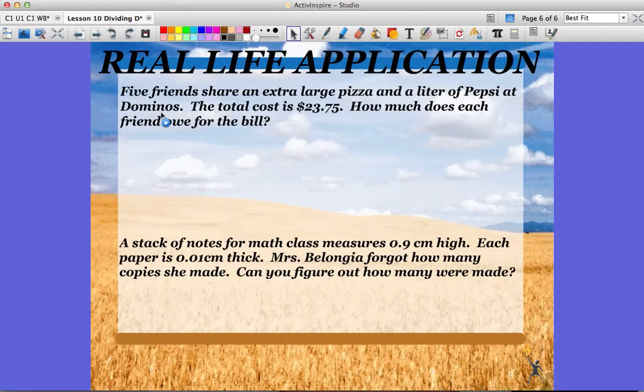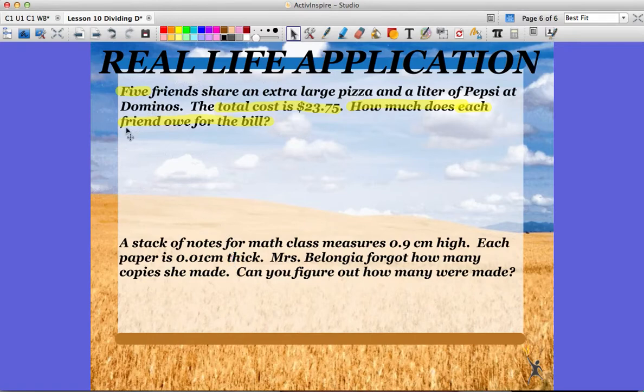All right, moving along, we are going to try some word problems here. So 5 friends share an extra large pizza and a liter of Pepsi at Domino's. The total cost is $23.75. How much does each friend owe for the bill? So we're going to highlight the important information. And I want you to try this on your own and then come back and check and see if you found the correct information.